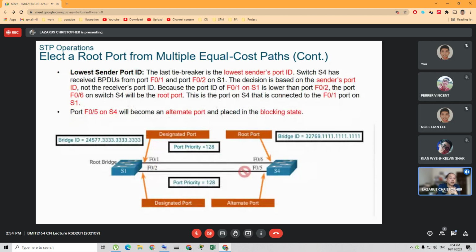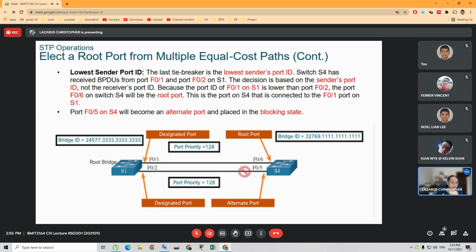Because our port priority is a tie, we need to break the tie somehow. The next one is the port ID, right? Do they give us the port ID here? Still none, no. So let's have a look first. The last tiebreaker is the lowest sender port ID, right? So switch S4 is the sender into the root bridge, right? Switch S4 has received BPDUs from port F1 and port F2, right? The decision is based on the sender's port ID, not the receiver's port ID, because the port ID of F1 on S1 is lower than port F2.